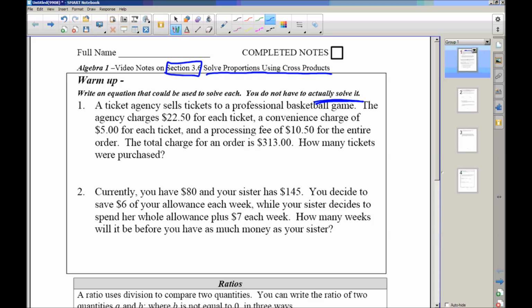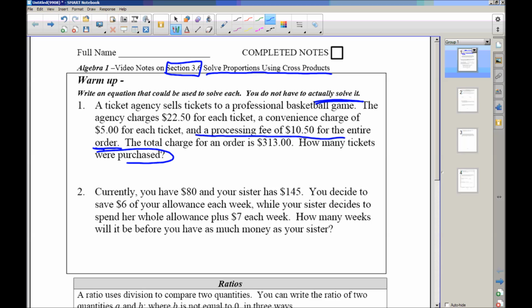Okay? Number one, a ticket agency sells tickets to a professional basketball game. The agency charges $22.50 for each ticket, a convenience charge of $5 for each ticket, and then a processing fee of $10.50 for the entire order. So that means it's for the whole order, no matter how many tickets we buy. We only pay $10.50 once. The total charge for an order is $313. How many tickets were purchased?